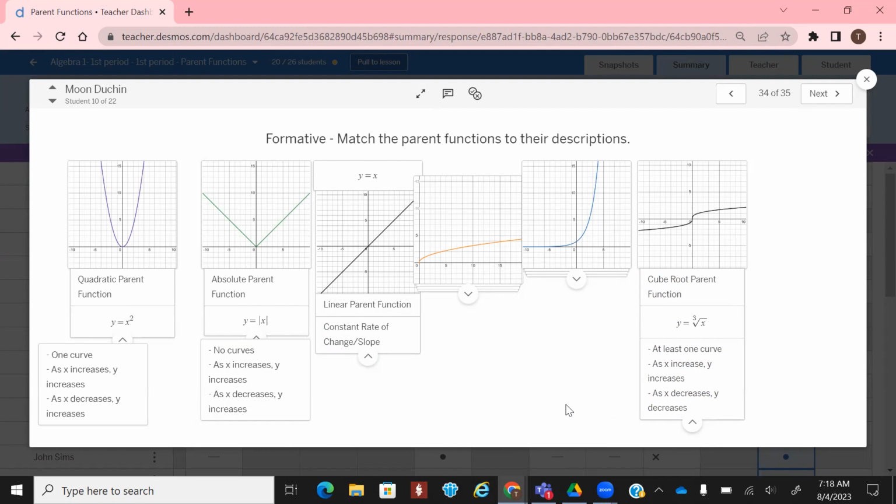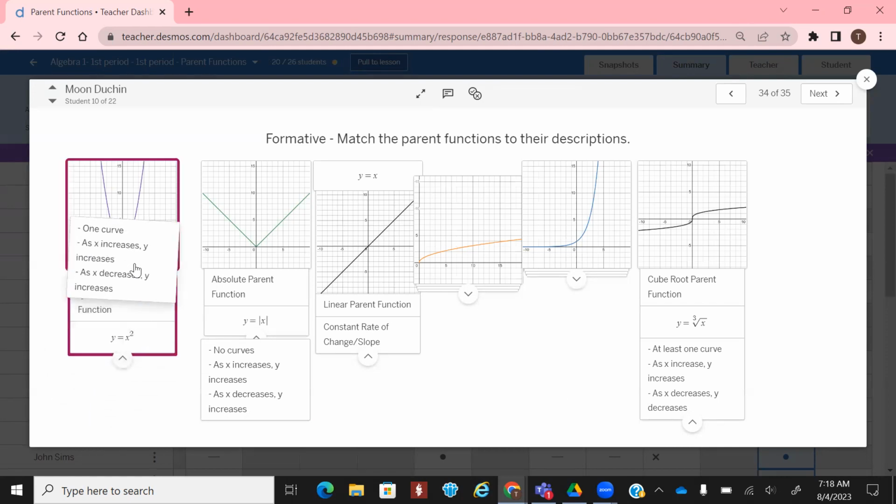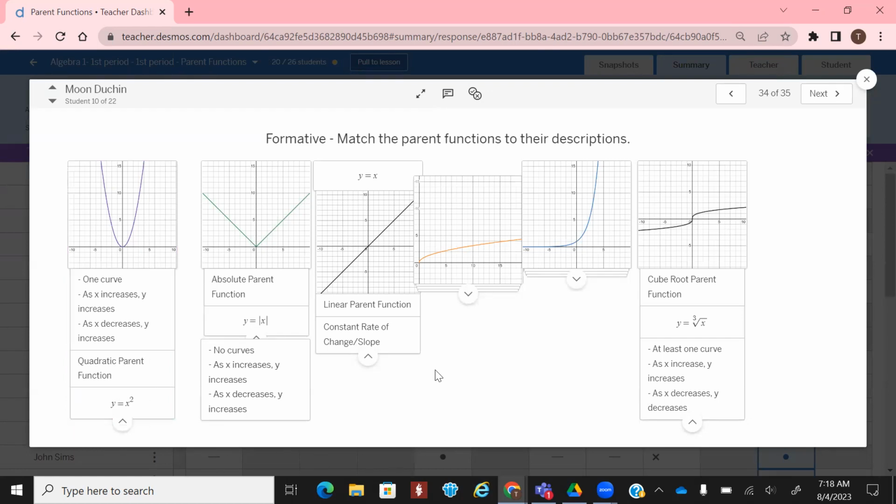Okay, this one that we just pulled, one curve, and then as x increases, y increases. That works for this one. As x decreases, my y increases. Does that work for this one? This description, as x increases, y increases, so it's going up. As x decreases, y increases. Is it going up? Yeah, so it works for our quadratic. Okay, we're going to fold this one.